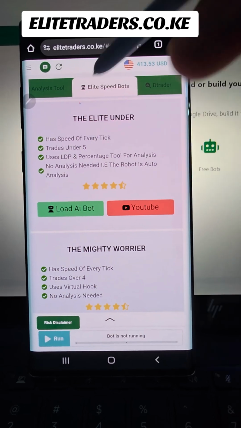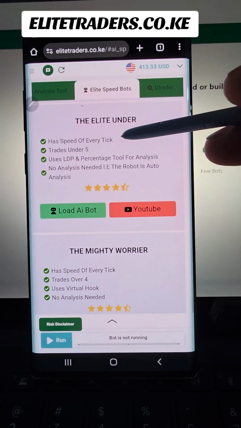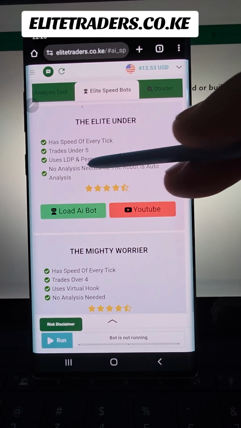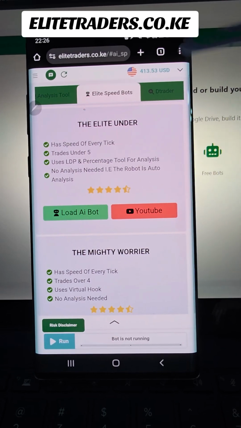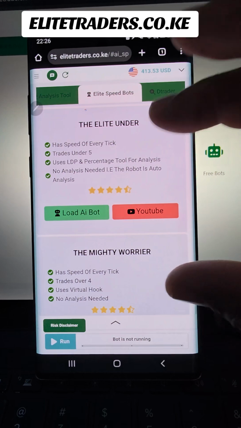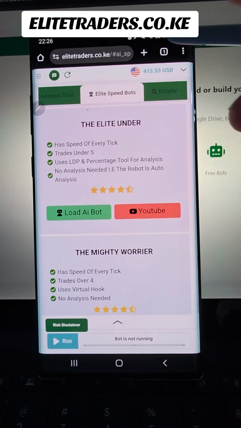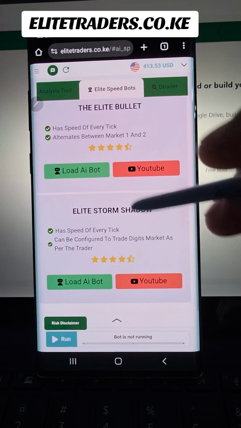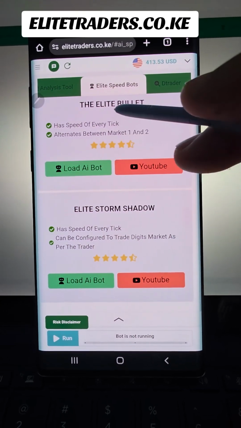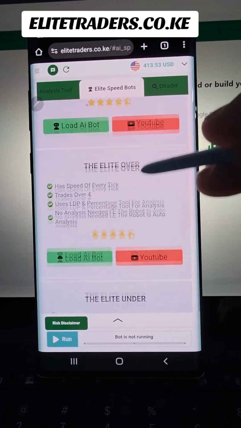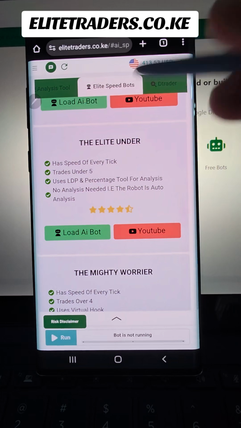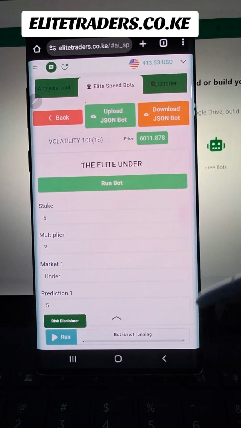Just check here, it has a speed of every tick, trades under 5, uses LDP and percentage for analysis, no analysis needed, i.e. the robot is auto. For all these robots that we have on Airite Speedbot, apart from these two, the Airite Bullet and the Airite Storm Shadow, all the other robots are auto analysis. So no effort needed. So let me just roll the Airite AI.